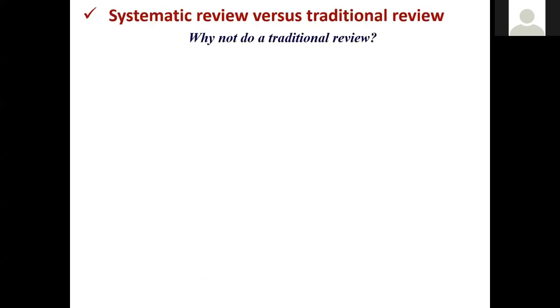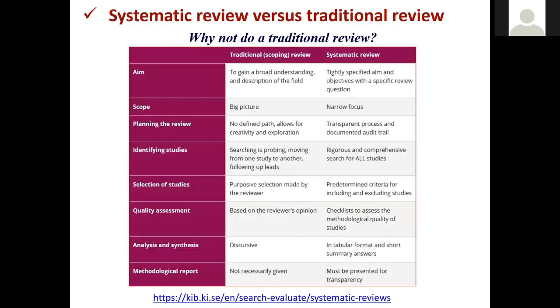That also brings us to the question: why can't we do a traditional review? How is it different from a systematic review? Now in this table, I have tried to show the major differences. Traditional reviews, as we can see, try to gain a broader understanding of things. And there is often no clearly defined path for carrying out the review. The identification and selection of studies is often purposive and selective. It is based on the reviewer's discretion.